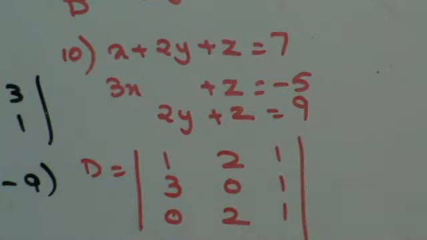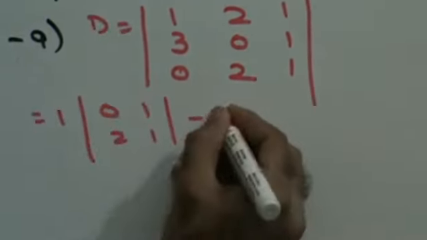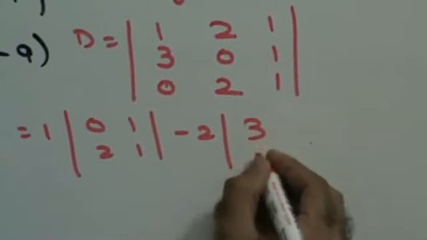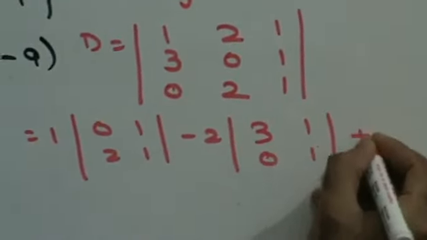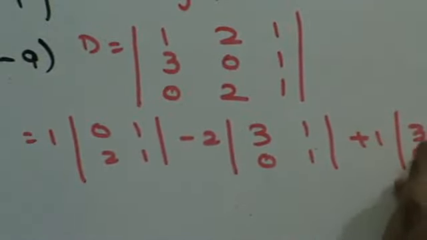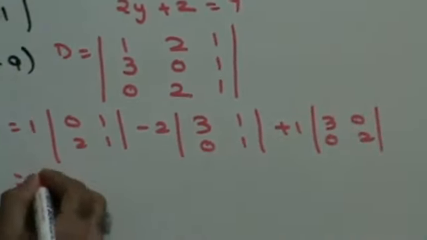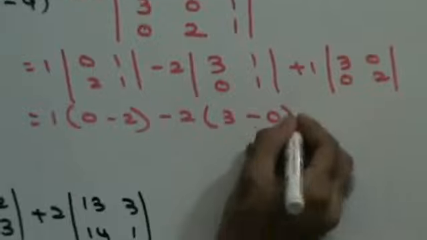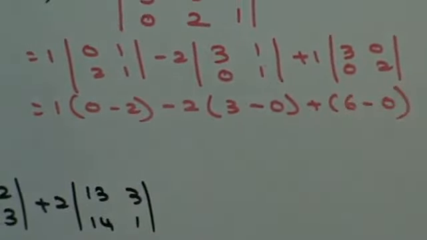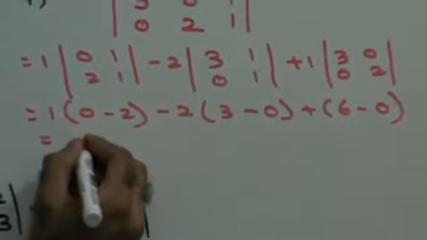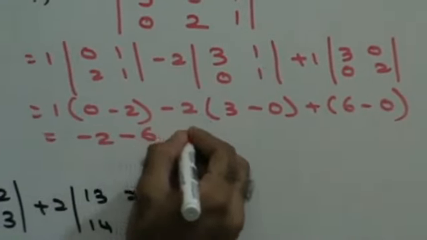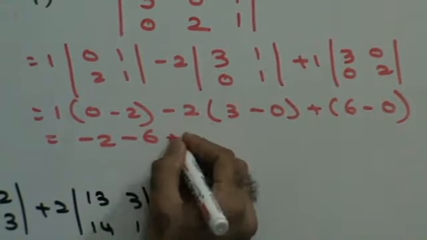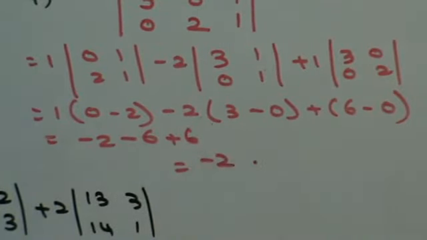Right? Now, this is going to be 1. This is 0, 2, 1, 1. Minus 2, 3, 0, 1, 1. Plus 1, 3, 0, 0, 2. So in that case this is 1, 0 minus 2, minus 2, 3 minus 0, plus 6 minus 0, right. So this is going to be minus 2, minus 6, plus 6. So this is going to be minus 2, right. Plus 6 minus 6 gets cancelled.